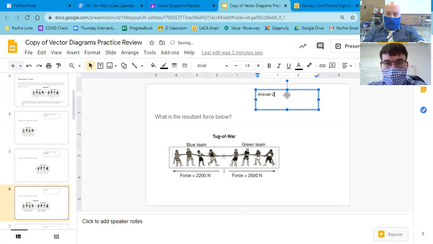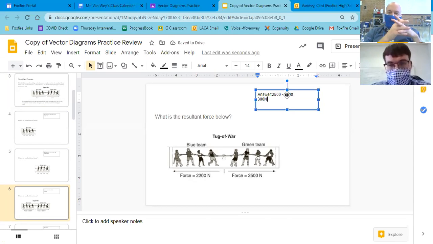It's going to be 2200 minus 2500. I don't like that because we know that's going to give me a negative number, right? There's not a negative amount of force unless you consider to the left negative, or sorry, to the right negative. The better way to look at this would be 2500 newtons of force minus 2200. And this is going to give me 300 newtons of leftover force.